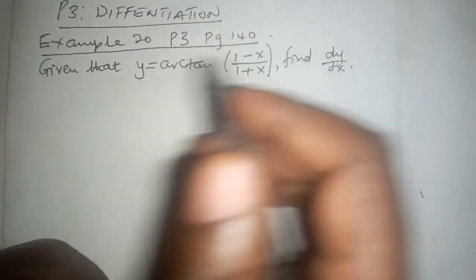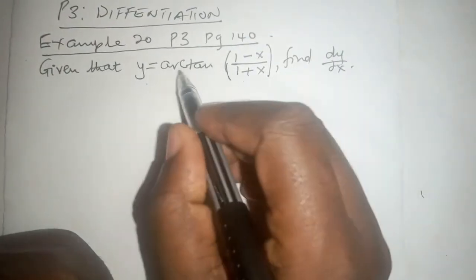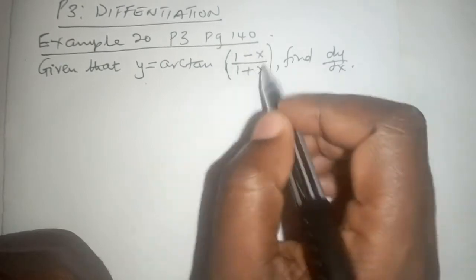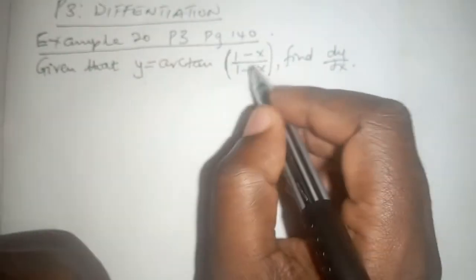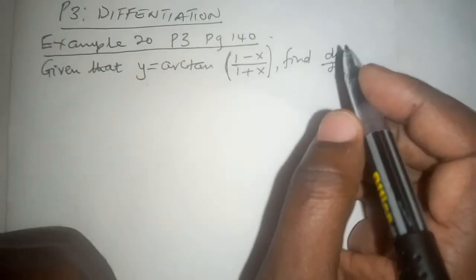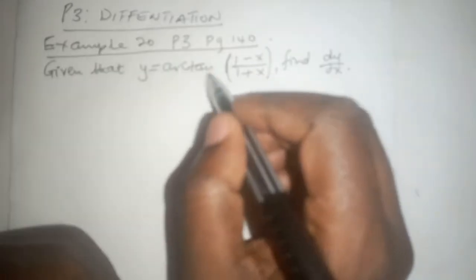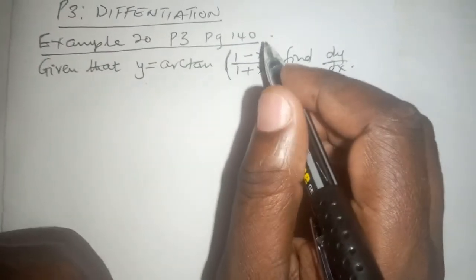And of course we need to find the differential of this function, find the dy/dx. If you look at the expression, given that y is equal to arctan of this expression, you realize that the argument of arctan is not a single variable. If it is not a single variable, we cannot just differentiate directly. We need to introduce some other representative, for example a certain letter u, y, z, or anything else.